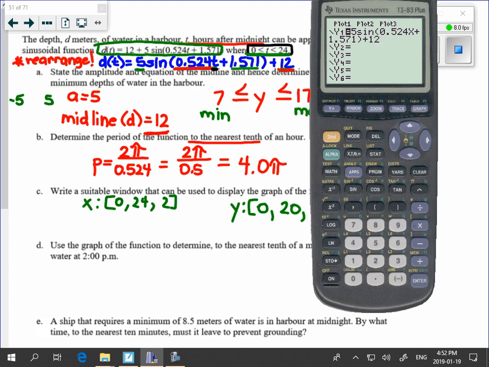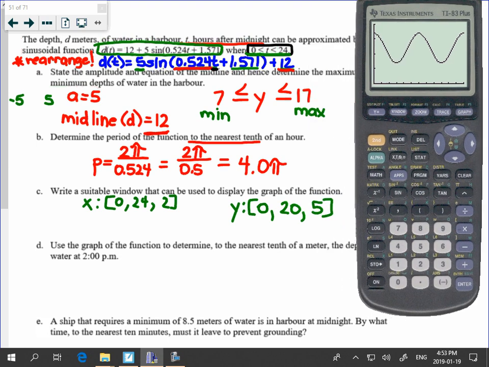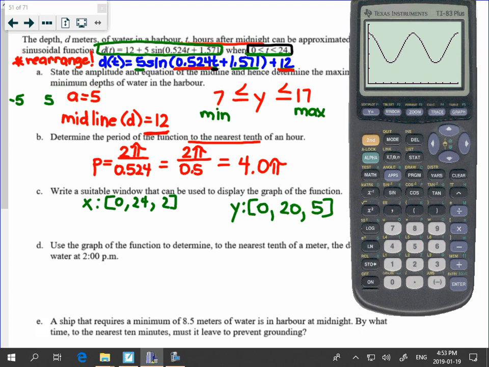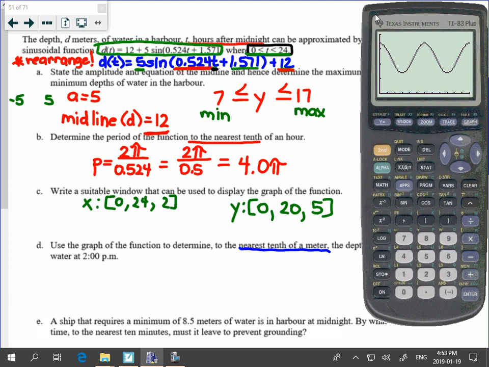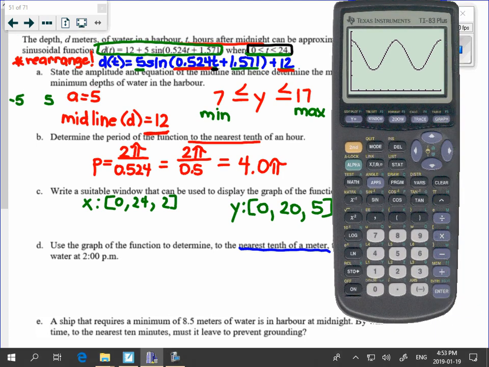Okay, you need to go in and make sure, though, that your window is set correctly for the windows that we've identified here. We have an x minimum at 0 to 24. We're going to go up by 2's. And then our y's, we're going to go 0 to 20. And again, we're going to go up by 5's this time. Okay? And when I graph that, I hope that you're seeing the same window that I am. Okay, and the question says now, use the graph of the function to determine, to the nearest tenth of a meter, the depth of water at 2 o'clock p.m.